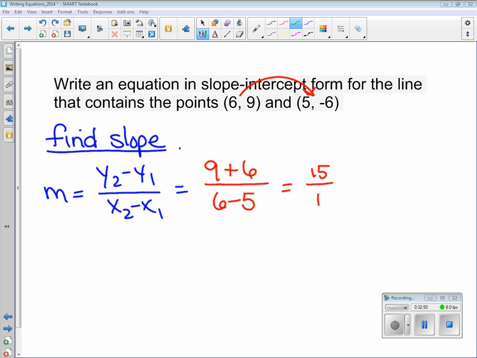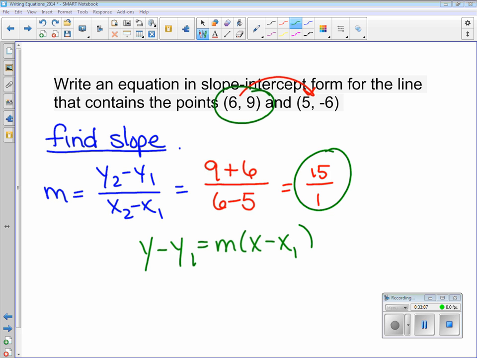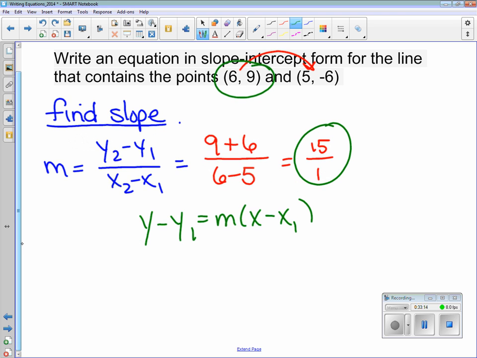She fought for her right. Right? So here we go. So we're going to use the what? We're going to use this formula. This is the one that I like to use. Okay? We have a point. We have Asia's point, and we have our slope. And it's okay to just say 15 at this point. You don't have to put it over 1. Okay? So let's plug it in. So we have y minus 9 equals 15 times x minus 6.